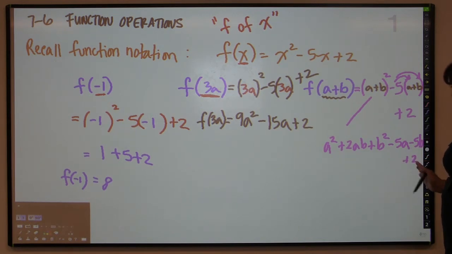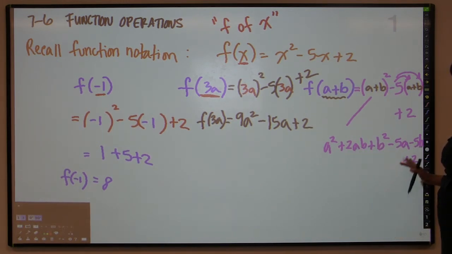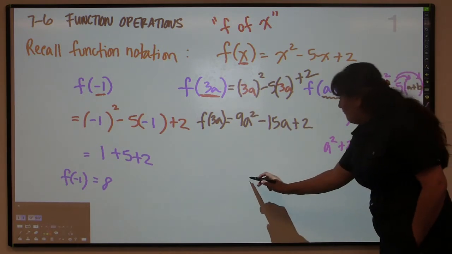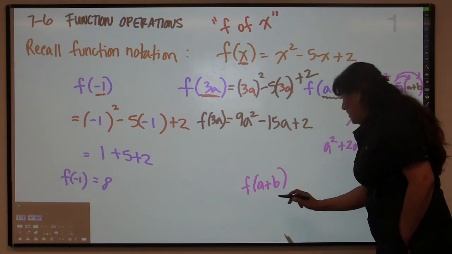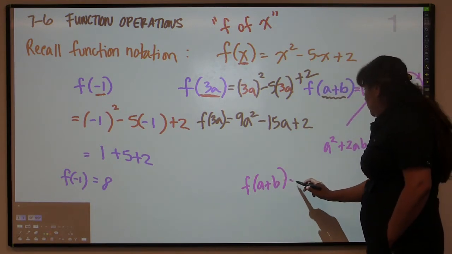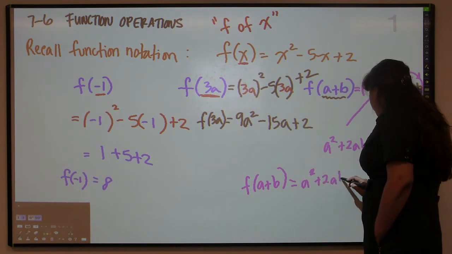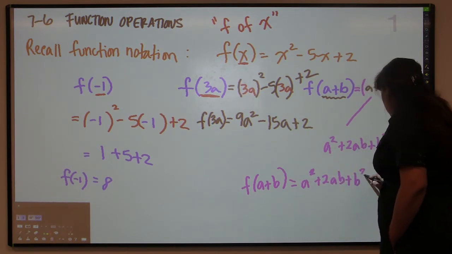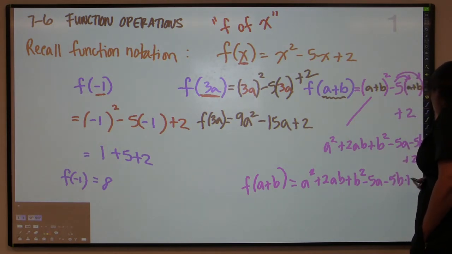And at this point, I don't have any like terms. I can't combine the 5a and the 5b, or even the 5a with the 2ab. It has to have a and b together. So f of a plus b, the value of the function f when I replace x with a plus b, is actually a squared plus 2ab plus b squared minus 5a minus 5b plus 2.